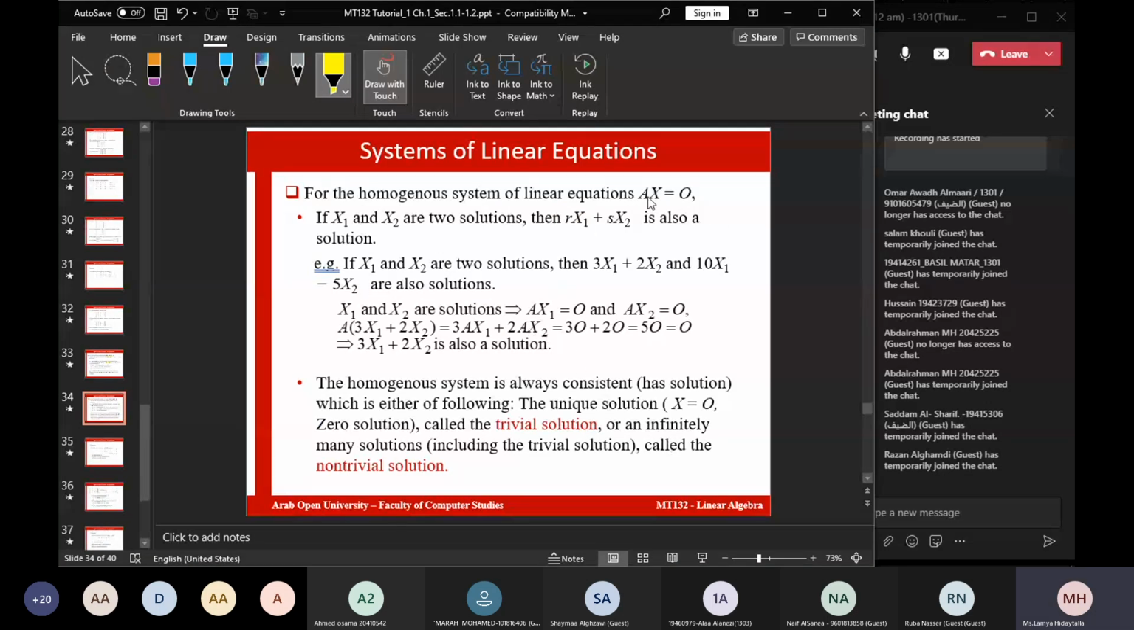Okay, and in the case of the homogeneous system, what is the homogeneous system? Of course, the homogeneous system is one where the constants here are all zeros, right? This is the coefficient matrix, so the matrix has inside it the elements, which are numbers. So we write it like A, this is the coefficient matrix, and this is the vector.